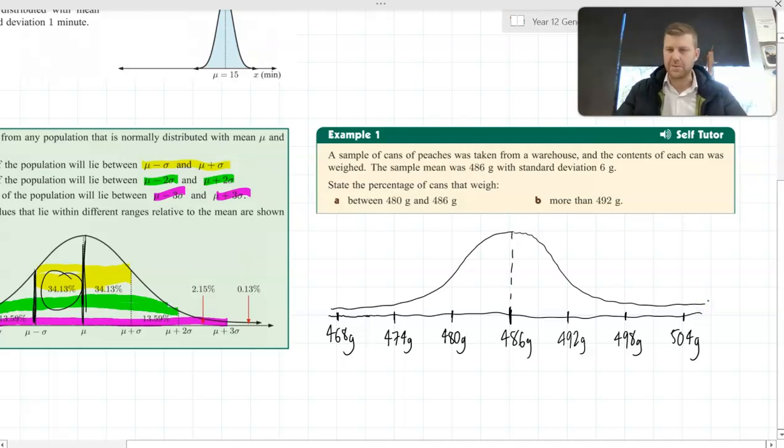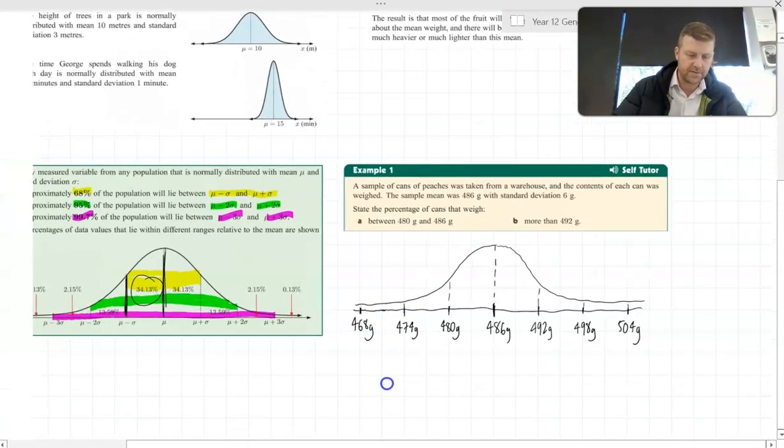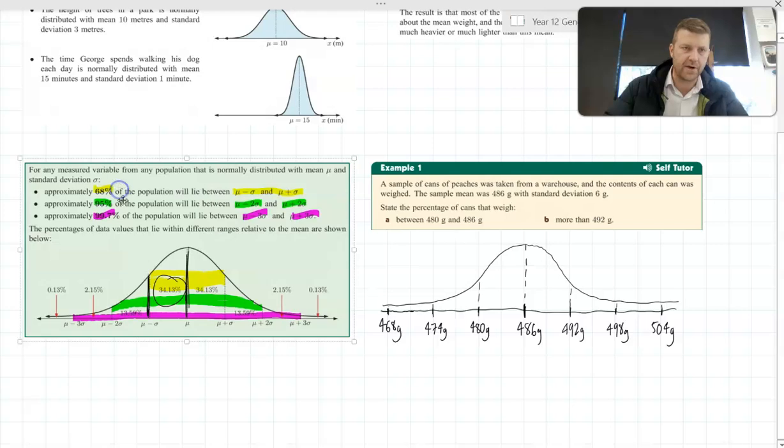Even though it's not asking me to draw it, I think it's useful to draw it sometimes, just so that you can see what's going on. So based on this, you can see that if I'm using this 68, 95, 99.7% rule, what percentage of data falls within certain values, certain weights?